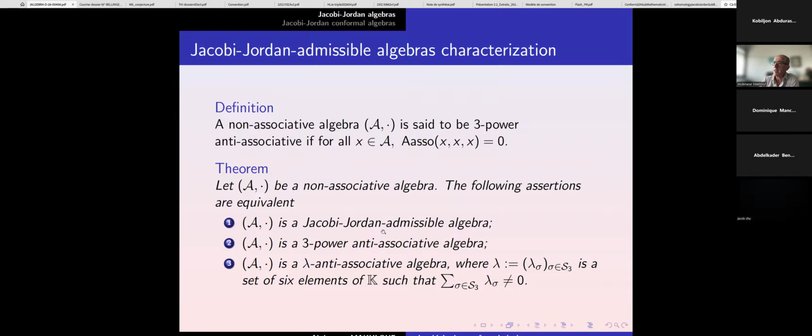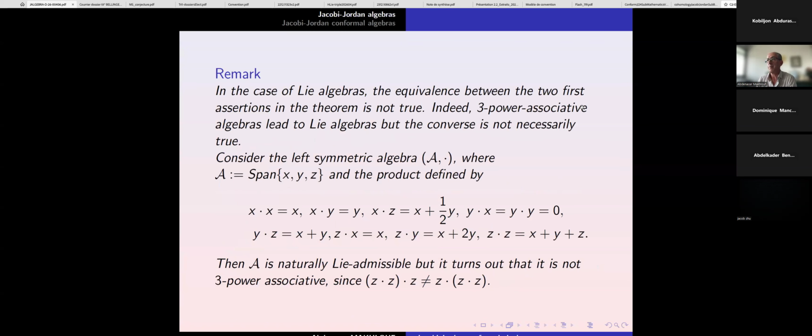This is an interesting characterization which we have for Jacobi-Jordan algebra, but we don't have for Lie algebra, for example. This equivalence, equivalent to 2, doesn't hold in the case of Lie algebra. Indeed, we have an example. We can consider 3-power associativity: if you have a 3-power associative algebra, this always leads to a Lie algebra, but the converse is not necessarily true.